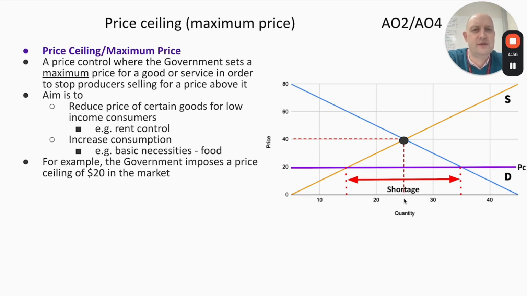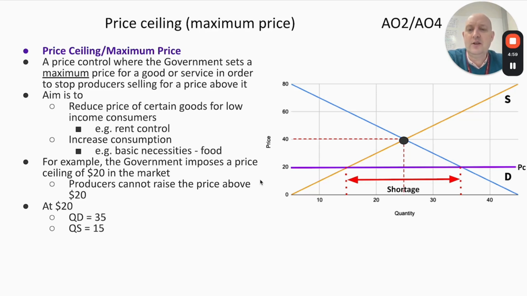So when the government comes in and says, well, producers, you cannot sell for a price higher than $20. So when we do the diagram, we're going to draw a horizontal line across. I've called it PC for price ceiling. And this is going to have various implications that we're going to go through now. So yeah, the producers cannot raise the price above $20.